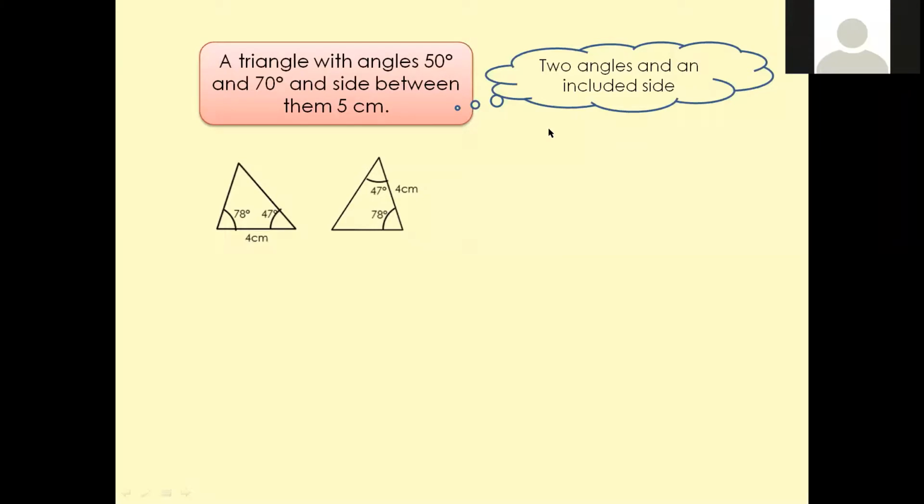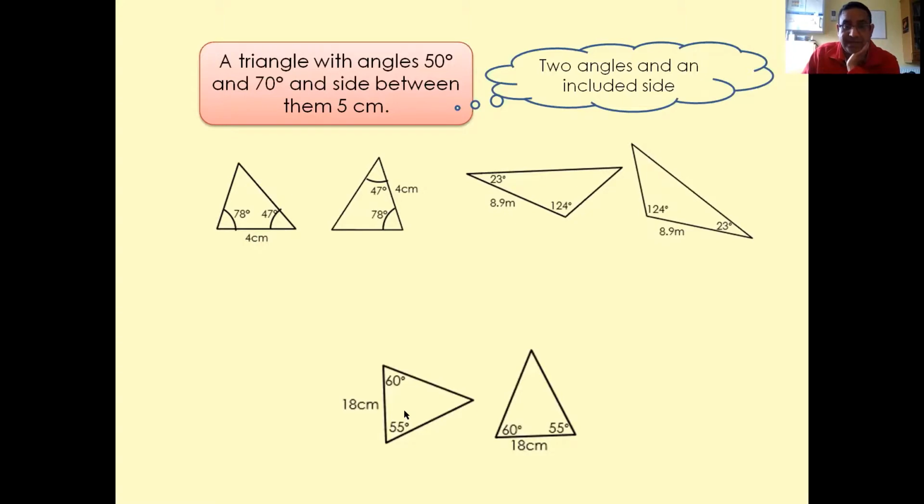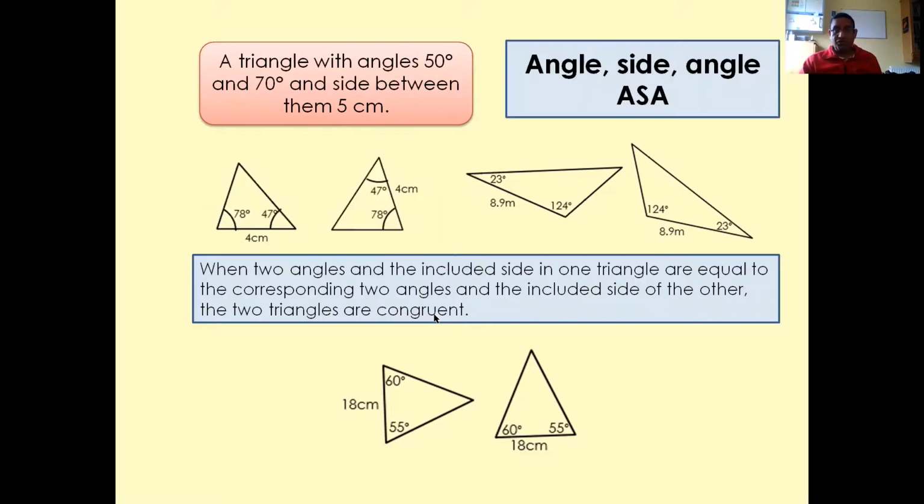In these shapes, we have two corresponding angles that are equal, and the included side, that's a key word, the included side is equal as well. In these two shapes, and these two shapes, and these two shapes, in all of them, two corresponding angles are equal, and the included side is equal as well. So the rule is going to be angle, side, angle.